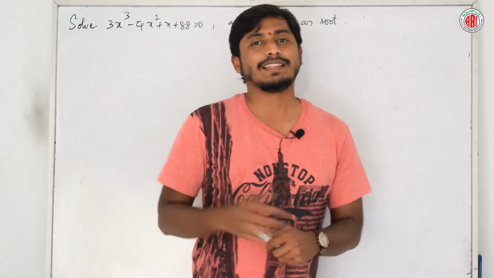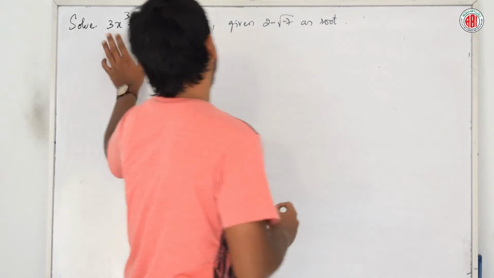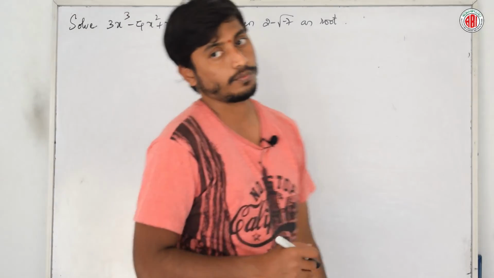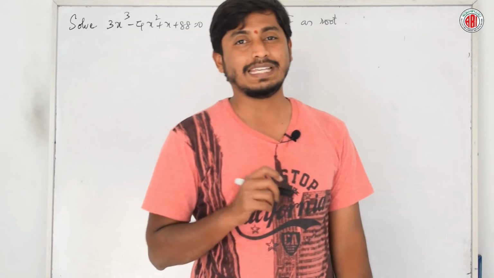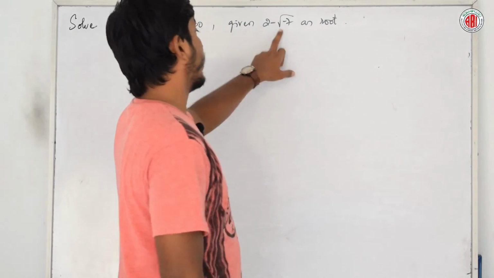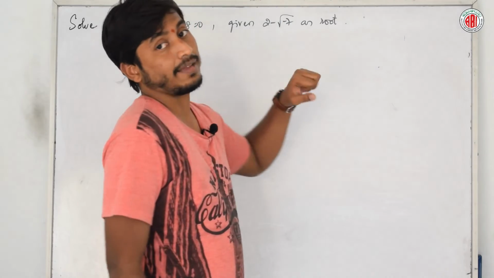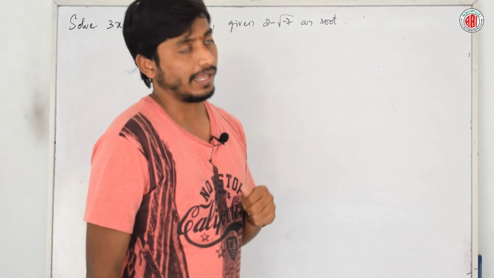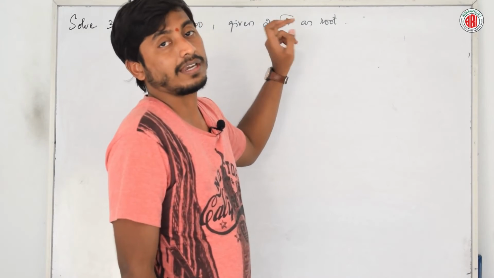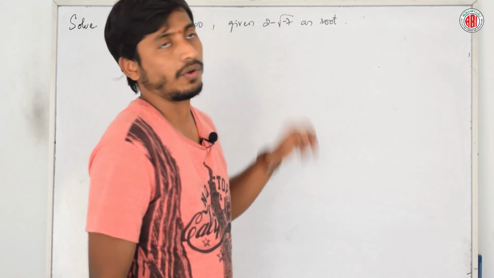Let's do. Look at the next question. He is asking us to solve this equation given 2 minus root of minus 7 as a root. In the previous question, we just divided. Here also let's do. First thing, here it is given as root of minus 7. What does this mean? It clearly tells that the root of a negative 7, that is nothing but i root 7. Okay.